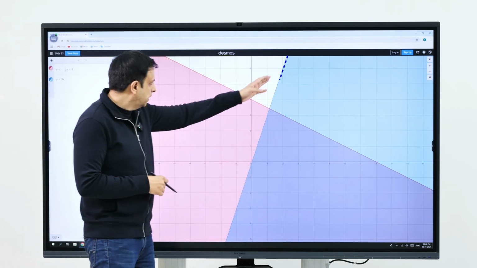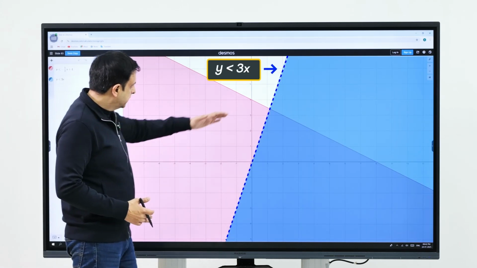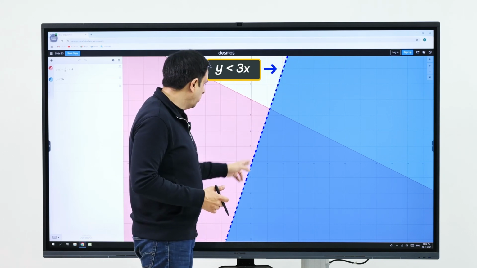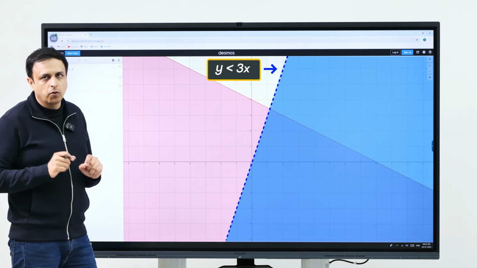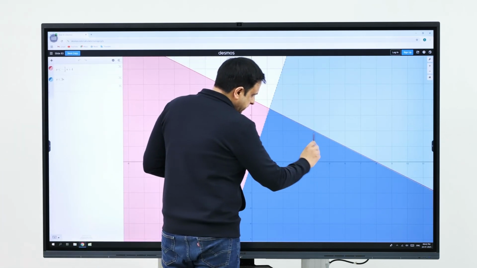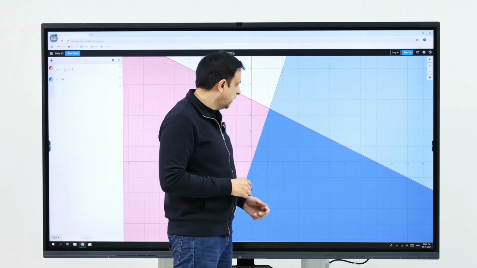And then this second boundary line here corresponds to the inequality y less than 3x, and then the half plane below it is shaded, and then points on the boundary line itself are excluded because the second inequality is a strict inequality. And now the common region will be this area that is common to both the half planes.